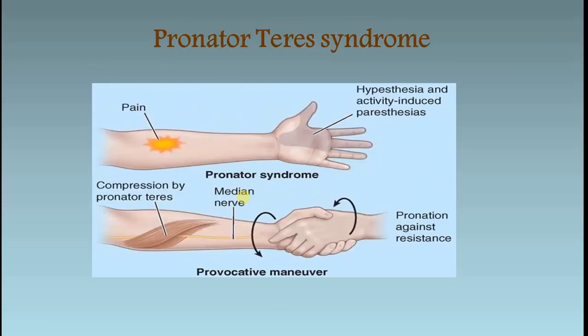So that is Pronator Teres syndrome, when the nerve is getting trapped between the two heads of the Pronator Teres, a nerve entrapment neuropathy. Pain over the region, weakness of flexion, especially of the lateral 2 fingers and flexor pollicis longus, the anterior interosseous nerve mostly affected. When you ask the patient to pronate against resistance, a provocative maneuver it is called, he will feel pain and tenderness over the region of the Pronator Teres.